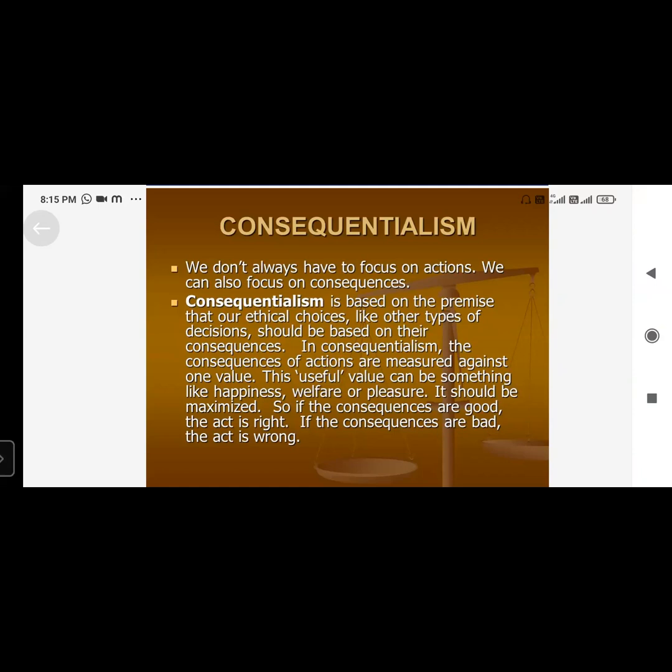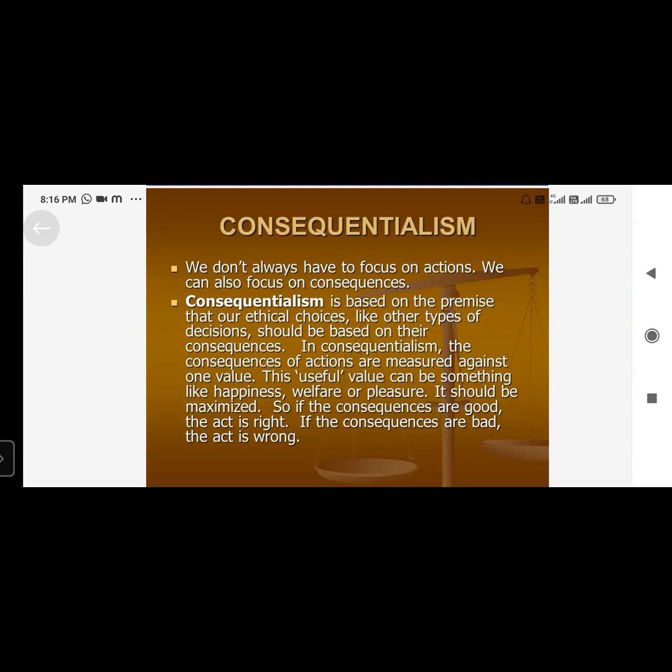Now consequentialism is based on the premise that our ethical choices, like other types of decisions, should be based on their consequences. If we want to take a decision for ethics but that decision is not in favor of the organization, then we should resist taking that decision, and that is what consequentialism says. In consequentialism, the consequences of actions are measured against one value. What will be the consequences of the decision is measured, is calculated, against what? The value against.